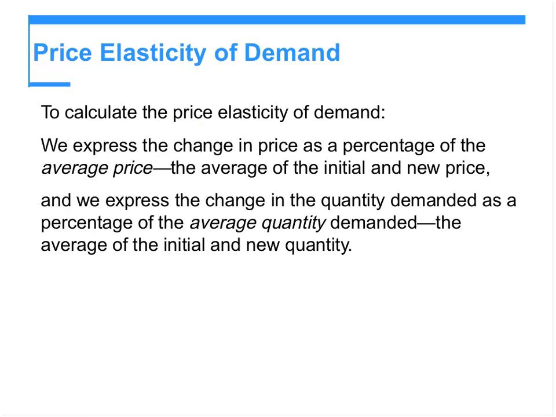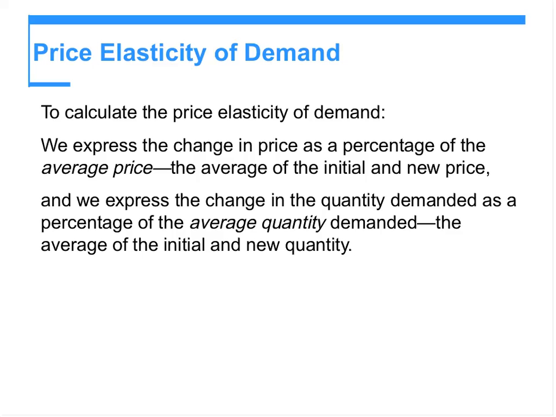And we express the change in quantity demanded as a percentage of average quantity demanded, the average of initial and new quantity. The same thing goes for quantity as well. If you have a new quantity and an old quantity, the average quantity will be the sum of these two divided by two.